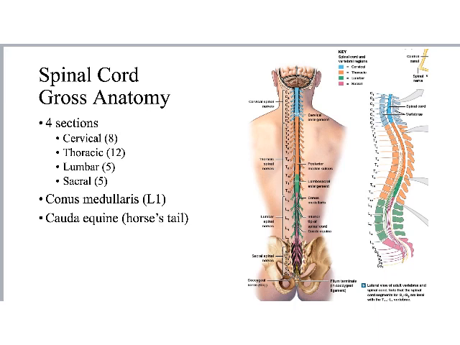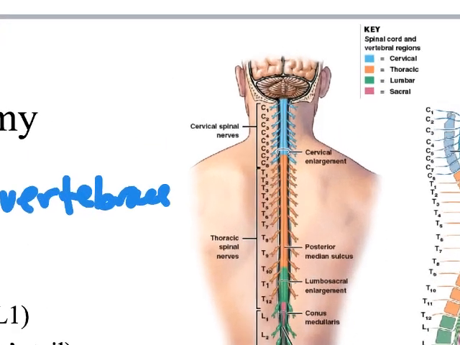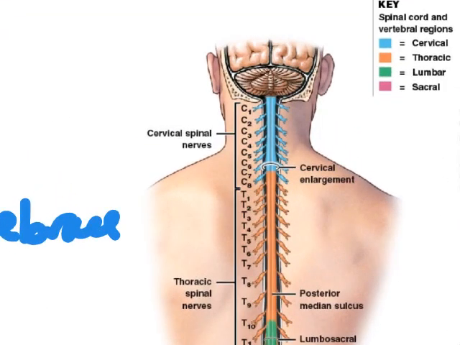One big difference is there were only 7 vertebrae in the cervical spine, but there are 8 nerves that come out of the cervical area. And if you kind of blow up the picture, you'll see why that is. So C1, which is the nerve that comes out between the first vertebrae and the occiput of the skull, that actually comes out above the C1 vertebrae.